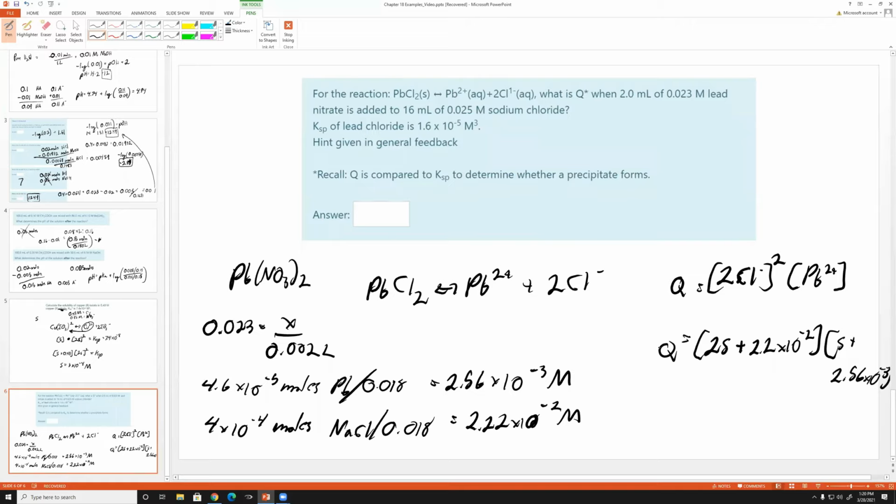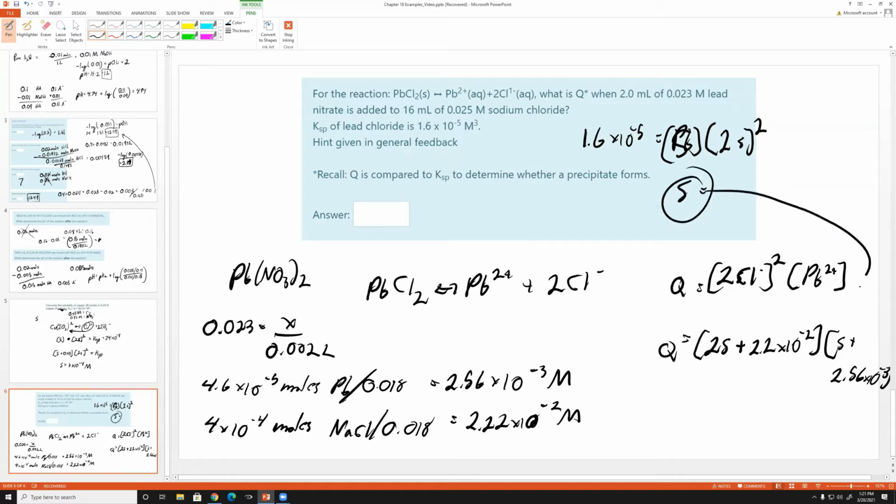The way we can solve for S is by using our Ksp: 1.6 times 10 to the negative fifth equals S times 2S squared. We can solve for S, and then put this S into this equation and solve for Q. I'm not going to do that part here, but the answer is 9.9 times 10 to the negative fourth.